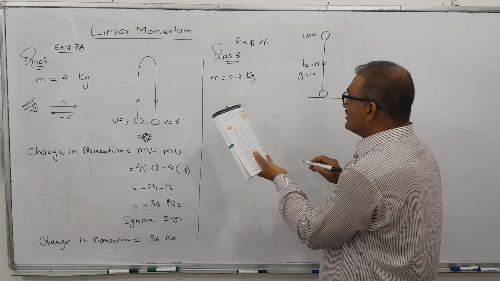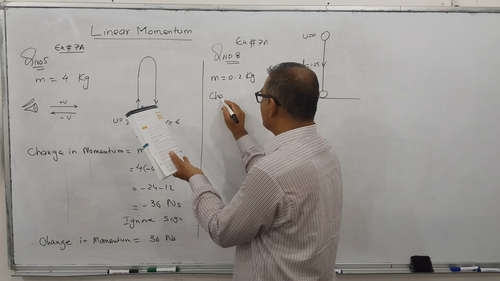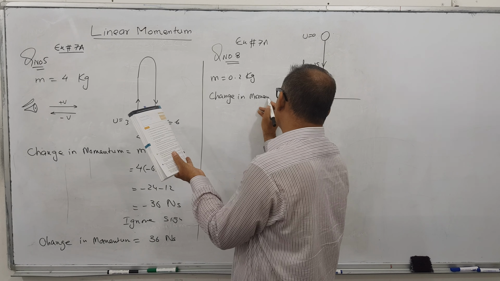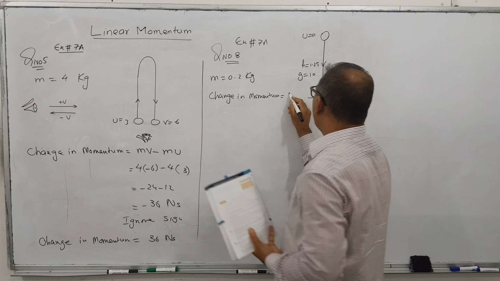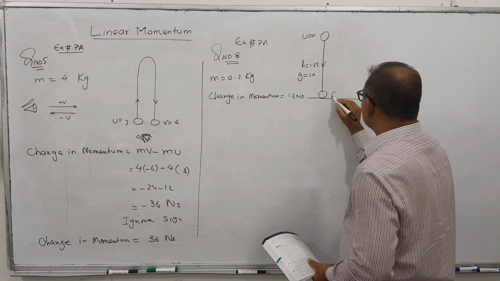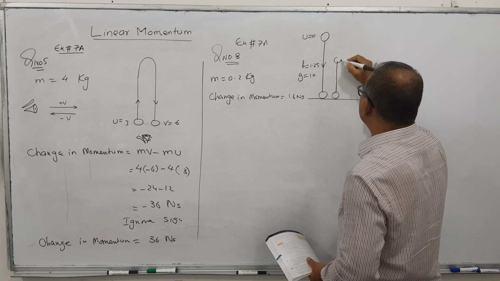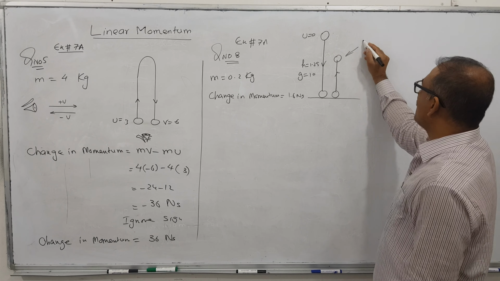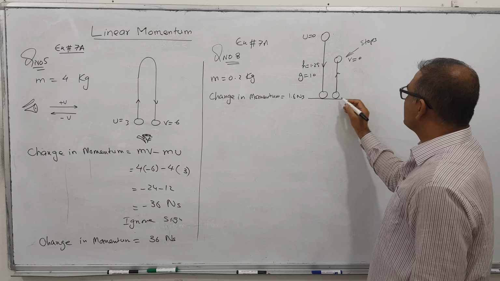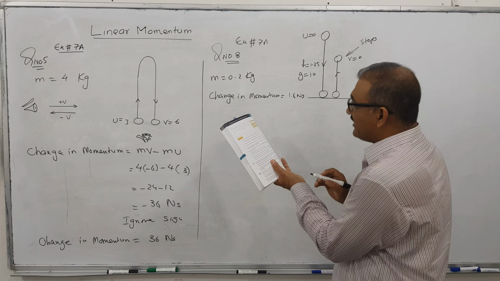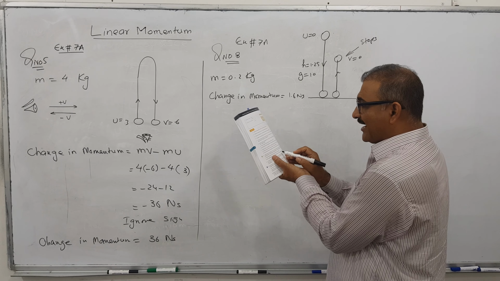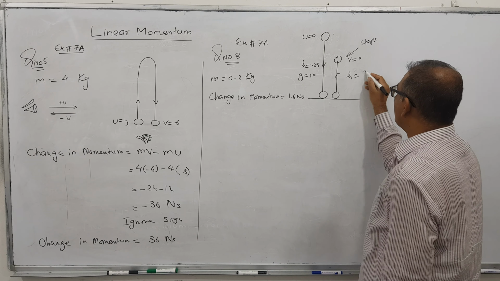And he said that the change in momentum is 1.6 Newton seconds. So let's see now, it means it bounces. The particle bounces up and stops somewhere here. When it stops here, the last speed is 0. In question number 8, he says find out the height. Our target is to find out the height.